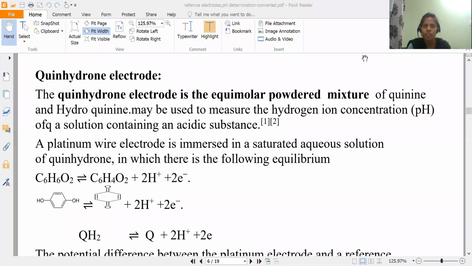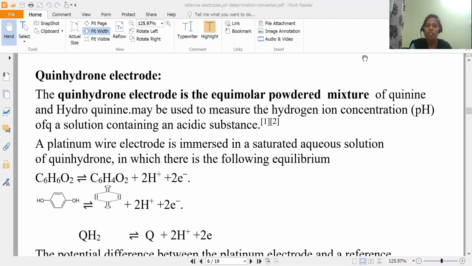Very good morning, students. Today in the session, I'm going to explain the remaining reference electrodes. In the previous session, we have seen the saturated calomel electrode, quinhydrone electrode, and ion selective electrode. These three electrodes come under secondary reference electrodes.